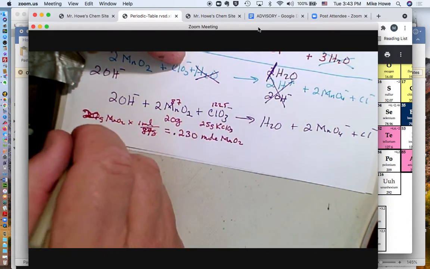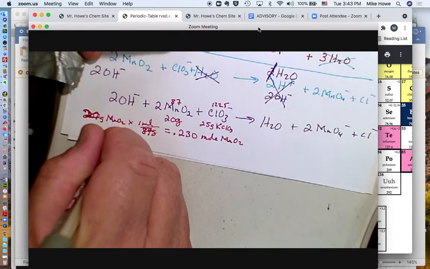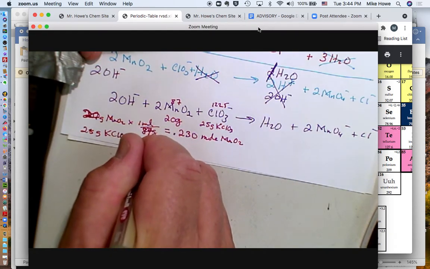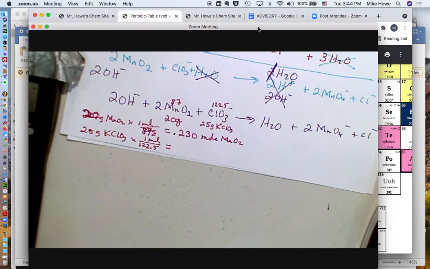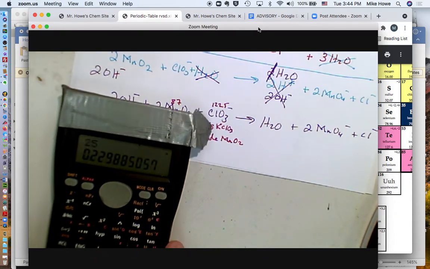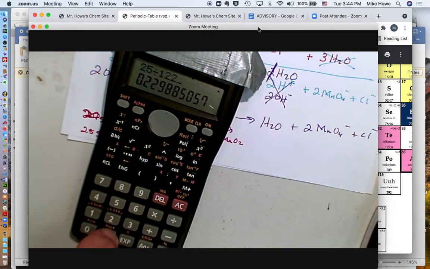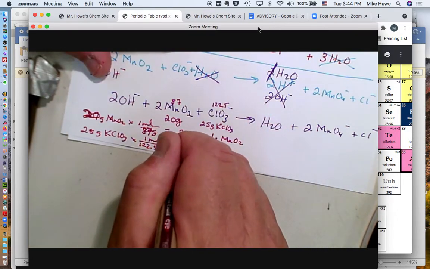For the other one, we had 25 grams of potassium chlorate. One mole we found out was 122.5. So 25 divided by 122.5 is equal to 0.204.